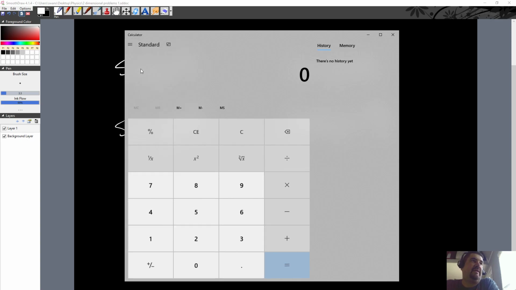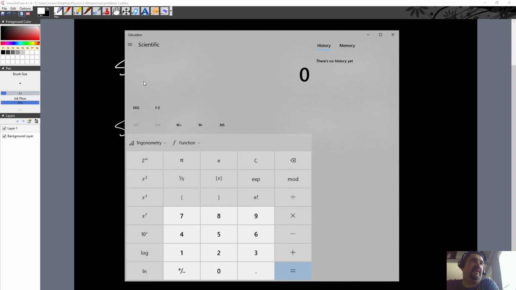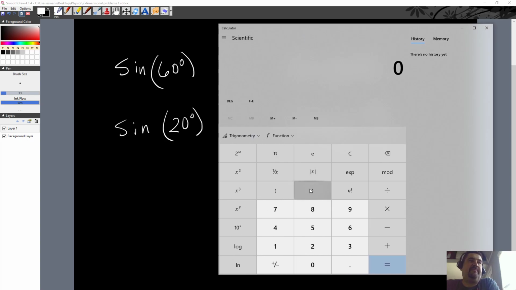Here's the other trick. It usually looks like this, and there's no sine or cosine here. But you can click this little thing and say, no, I want a scientific calculator. And then here we go. It does have a sine and cosine. This particular one, I have to click here, and that's kind of new. So let's go ahead and find sine of 60. I'm going to click 60 and do the sine of it.